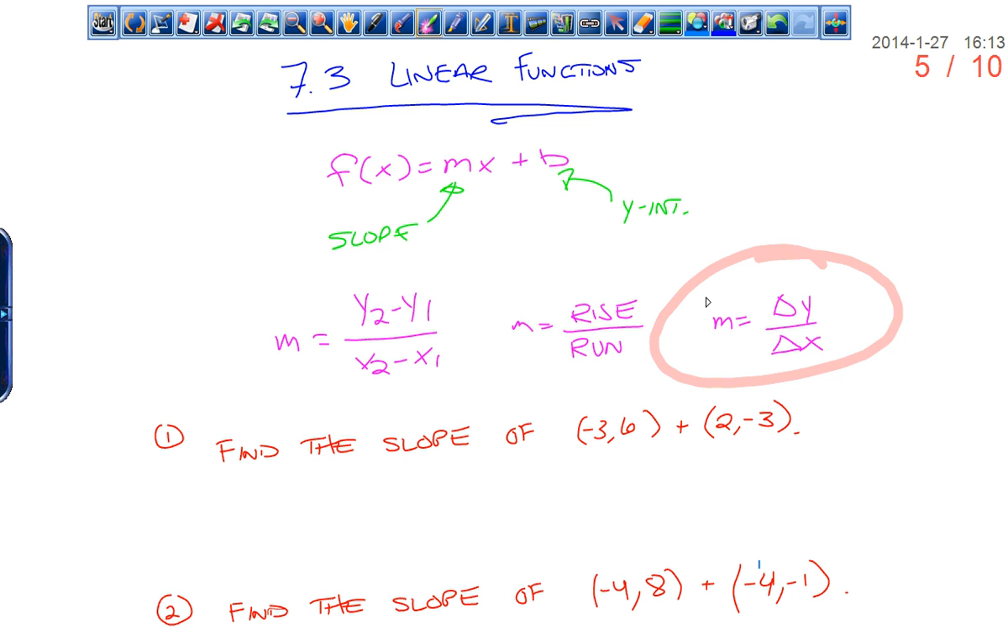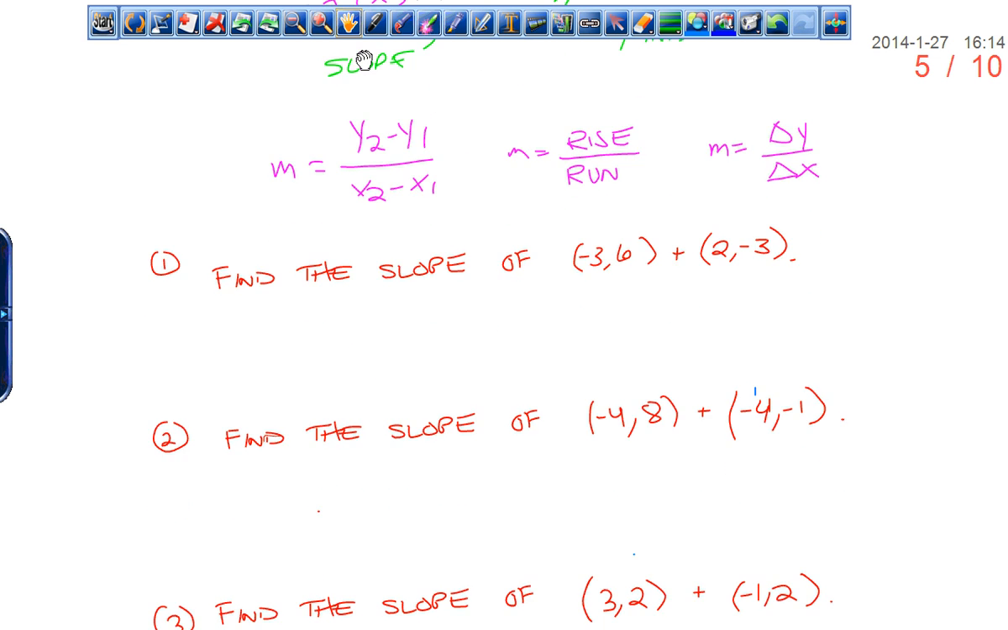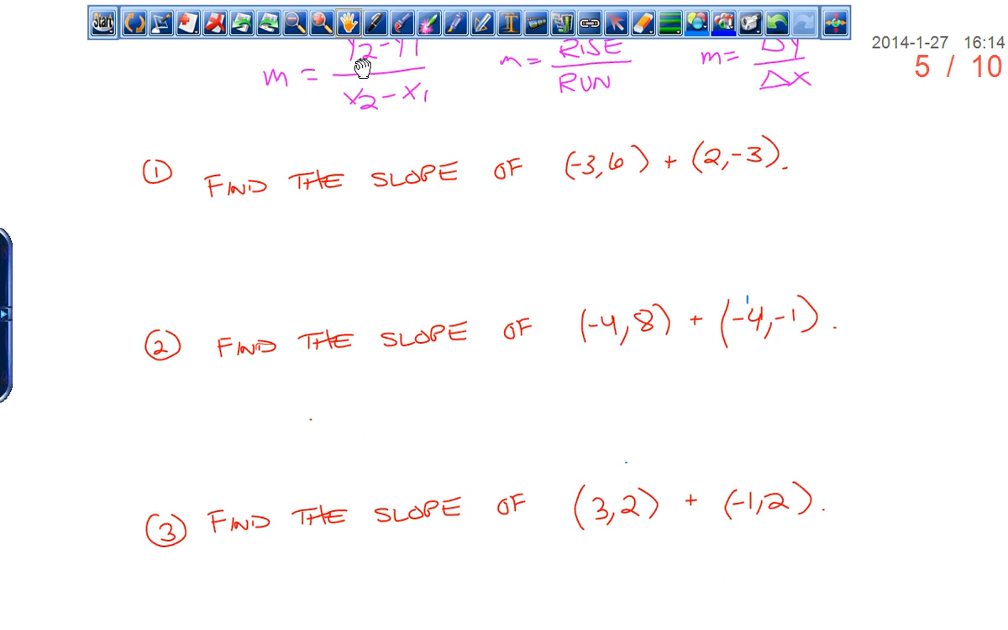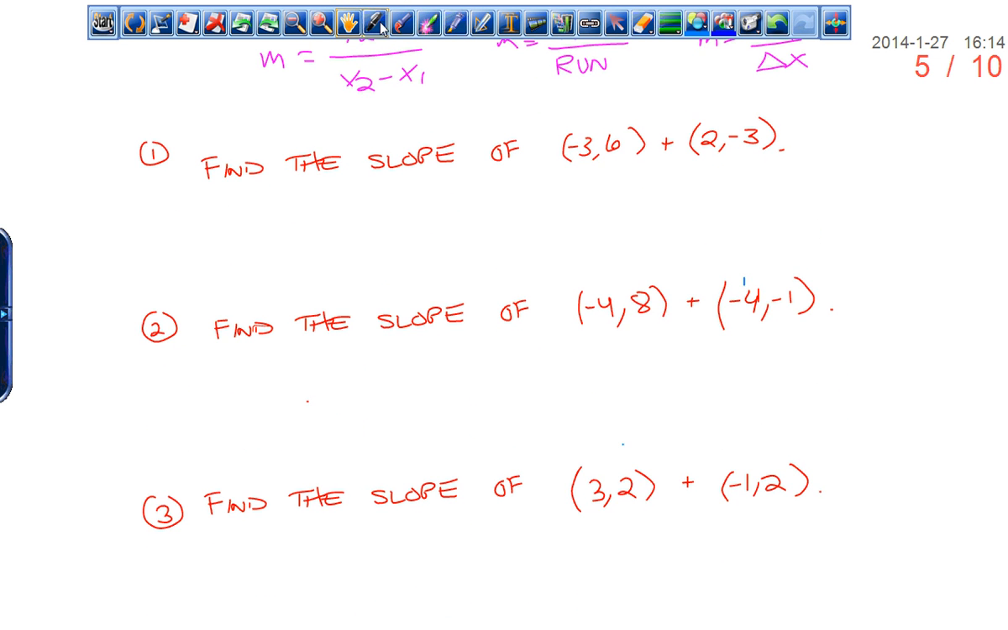The Greek letter delta means change, so change in y over change in x, same thing. I've got three examples here that I want us to do. Be sure we know what we're doing for slope, and then we'll pretty much be done, to be honest. It doesn't matter what we call x1 and y1 or x2 and y2 as long as we keep it consistent. So negative 3 minus 6 over 2 minus negative 3. There we go. So we've got negative 9 over positive 5. That's my slope. That's all we're asked to find.